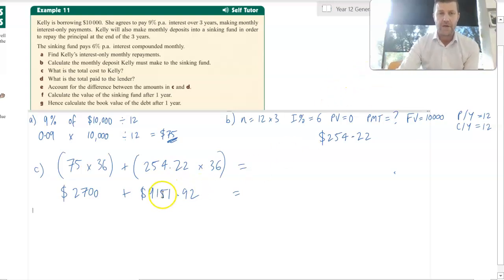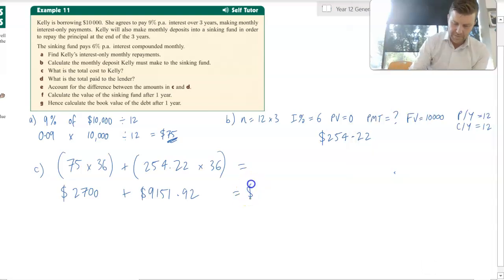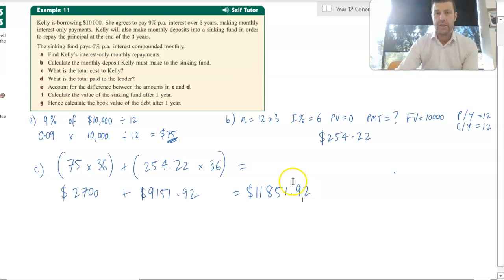So how much has she paid in total? Well, if I add the $2,700 back to the amount we just worked out, her total outlay is $11,851.92. That's the total she has paid, come out of her pocket.